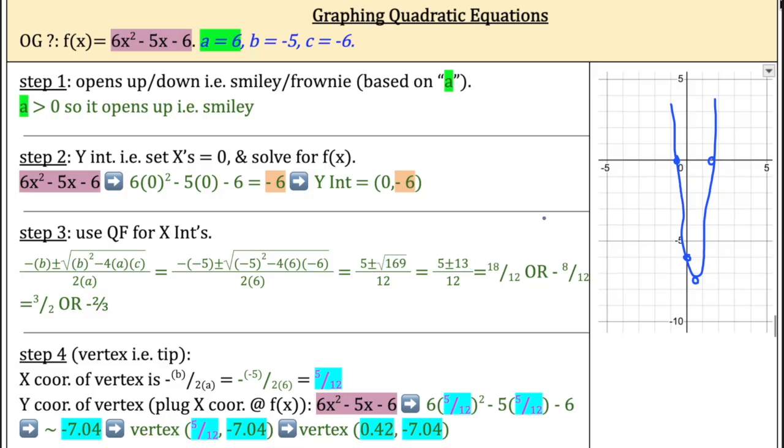Now let's say that this makes a 0. If that's a 0, that means that the whole top just becomes 5, which means there will only be one x-intercept. In this case, these two would disappear, and you will get one at 5 over 12, which is roughly, I'm going to guess, like 0.4 or something. It'll be right here.